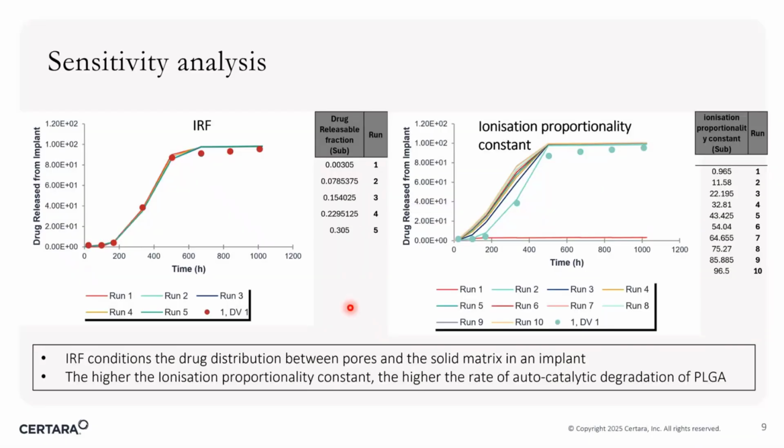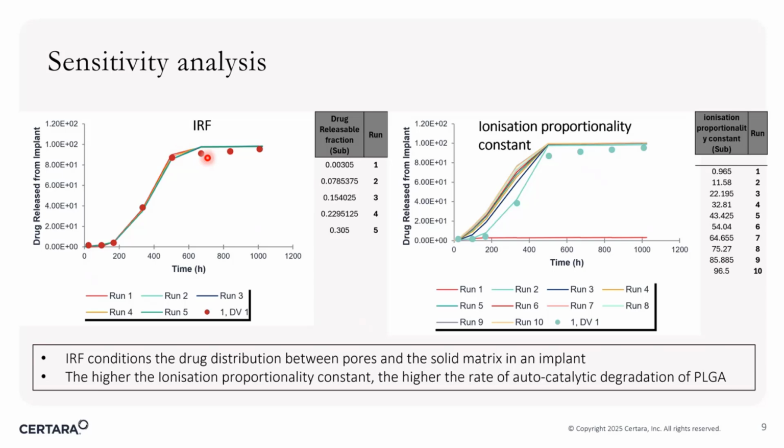So I'll show you the results. Just to show you what is the impact of different parameters, like immediate releasable fraction slash initial releasable fraction, ionization proportionality constant. As I mentioned, ionization proportionality constant is going to impact the autocatalytic degradation of PLGA. So when the value is increased, there is more degradation. Because of that, you see more drug release.